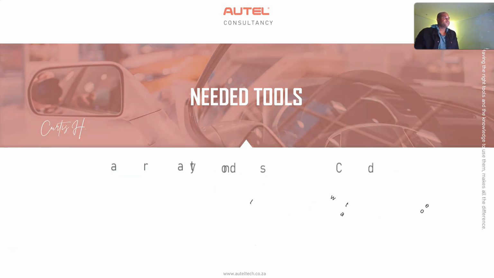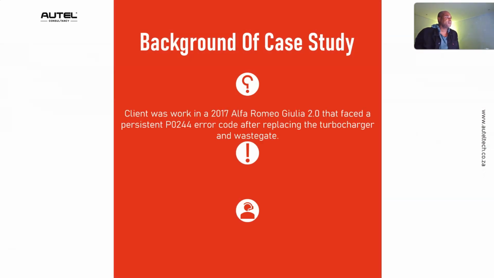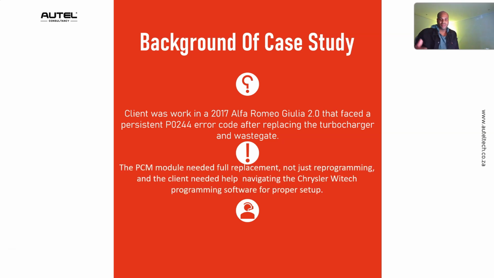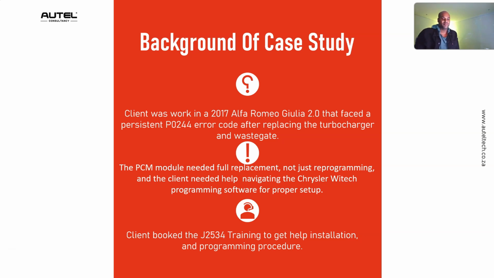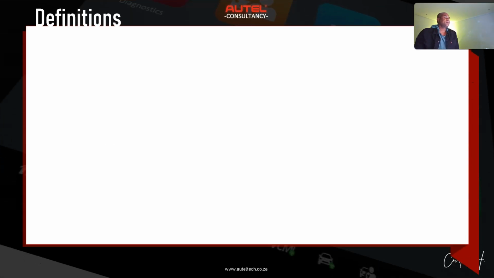Okay, now a background of this case study. So the client was working on a 2017 Alfa Romeo that faced a persistent P0244 error code after replacing their turbocharger and wastegate. After a lot of investigation on forums, he determined that the PCM needed a full replacement, not just reprogramming, and the client needed help navigating the Chrysler Y-Tip programming software for proper setup. So that's when he went to my website and booked the J2534 training so I could help him with the programming procedure.